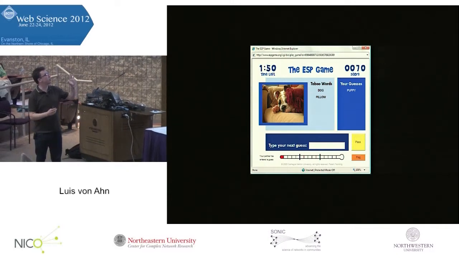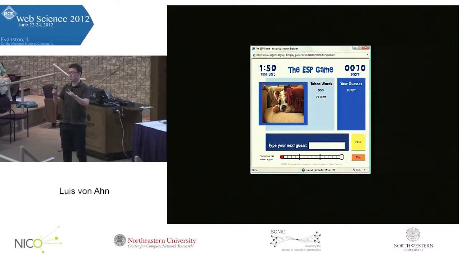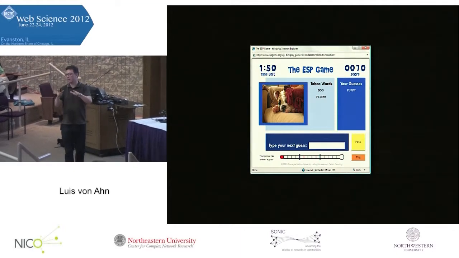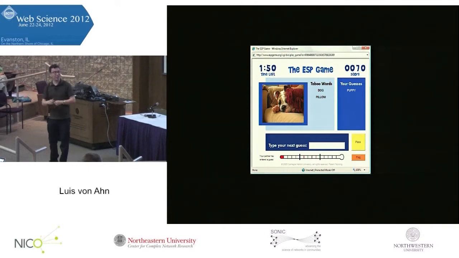So this project started with the following. Turns out computers can't recognize what's inside an image. They still can't. They cannot tell you whether an image contains a cat or a dog. It just doesn't work very well. But having a program that can do that, or a method that can do that, has several applications in practice.